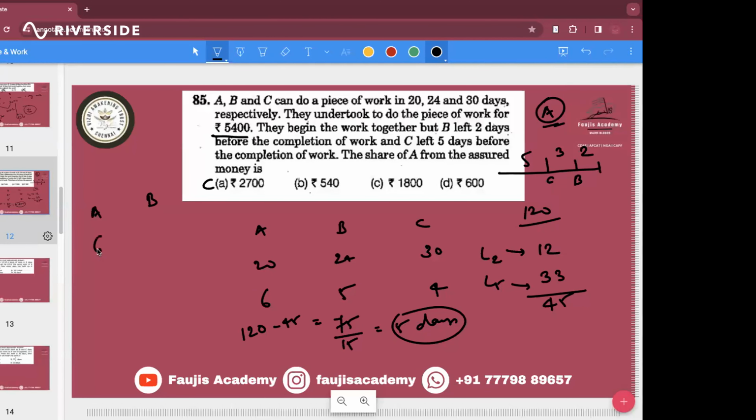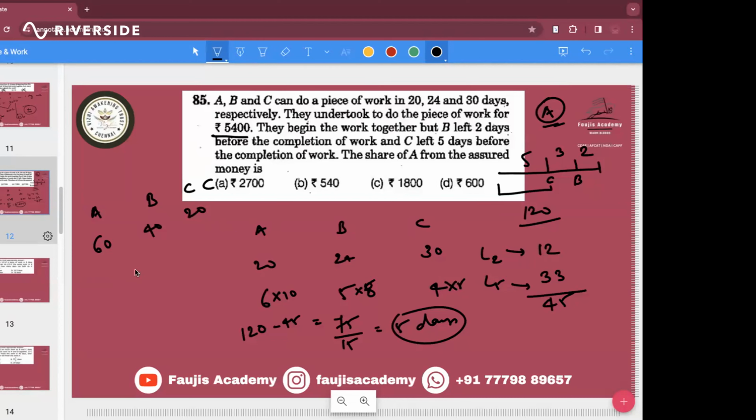That means A will have 60 parts. Okay, 6 into 10. And how many days did B work? 5 plus 3, 8. 8 into 5. That means how much? One moment. 5 plus 3, 8. Right. That means B will have 40 parts. And C worked for how many days? C worked for only 5 days, and left. So 4 into 5, which means 20.